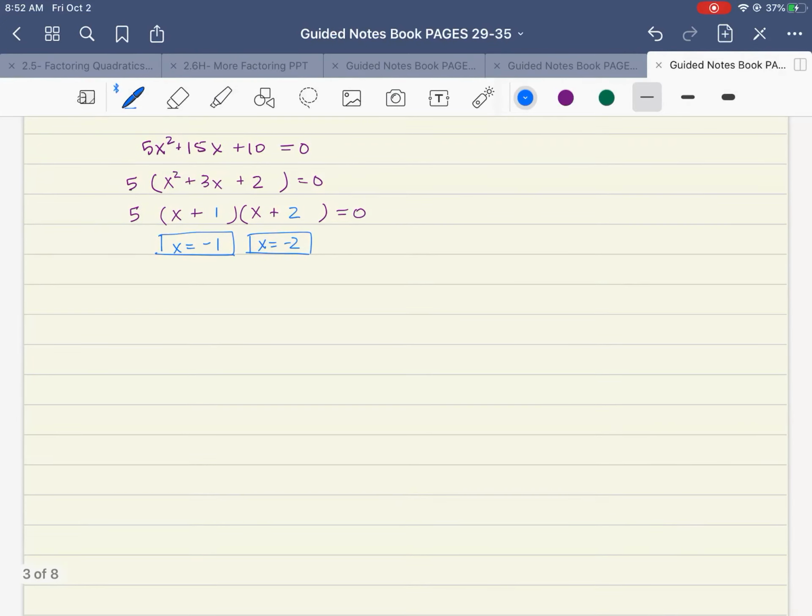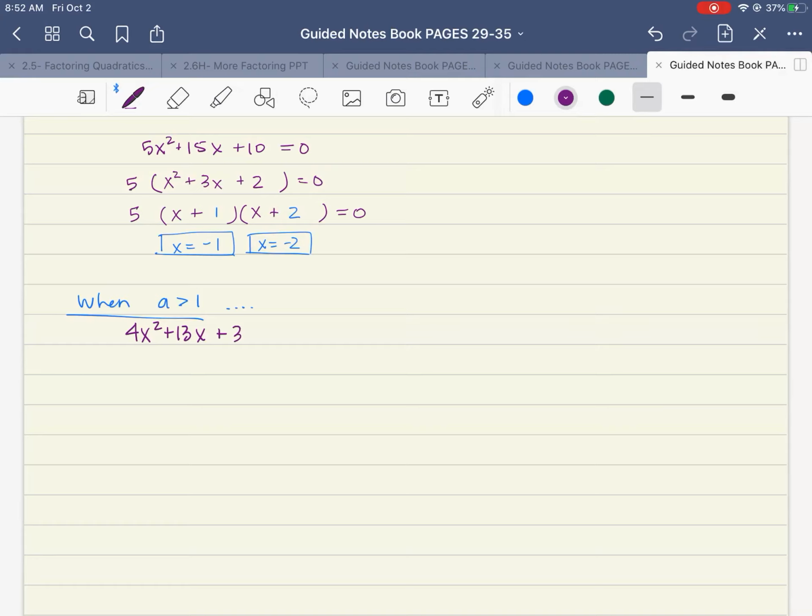Now, we're going to talk a little bit about when a is greater than 1. And again, I'll come back to the guided notes page. But when a is greater than 1, what's happening? So let's look at an example here. Let's do 4x squared plus 13x plus 3.